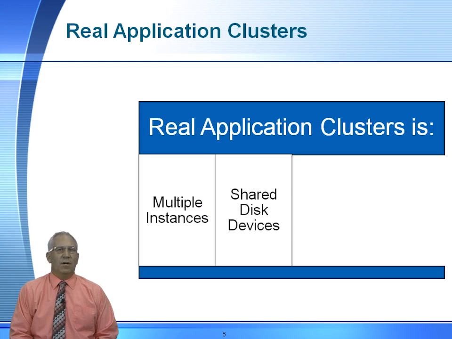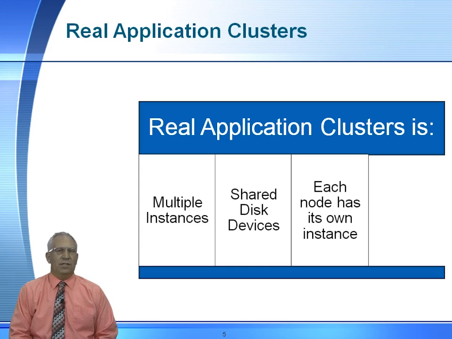So let's talk about what is a Real Application Cluster, specifically as it pertains to Oracle 12c. We will have multiple instances, which would be multiple independent SGAs. Each individual instance or SGA would reside on its own individual server. We will have a series of shared disk devices. In Oracle 12c, you must use ASM. So the grid infrastructure is a requirement in Oracle 12c.